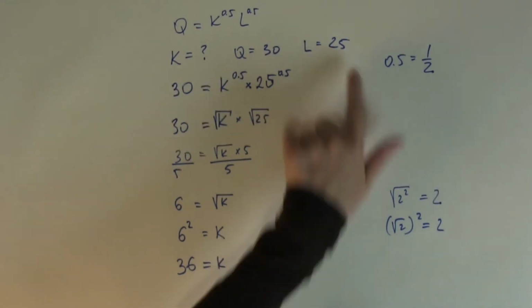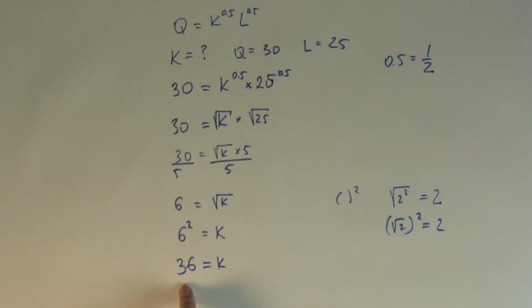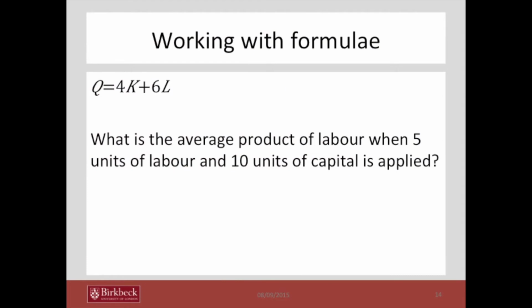so the capital that we need to apply for this to be true with Q of 30 and L of 25 is K equals 36. Now the next question when it comes to formulae is Q is given by 4K plus 6L, and the question is, what is the average product of labor when 5 units of labor and 10 units of capital is applied?